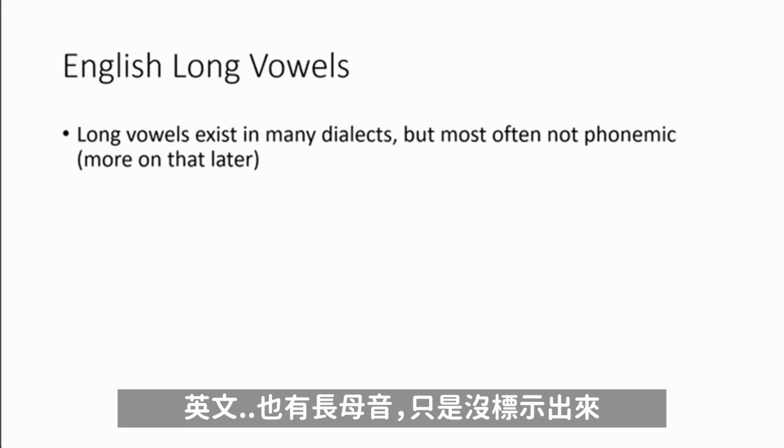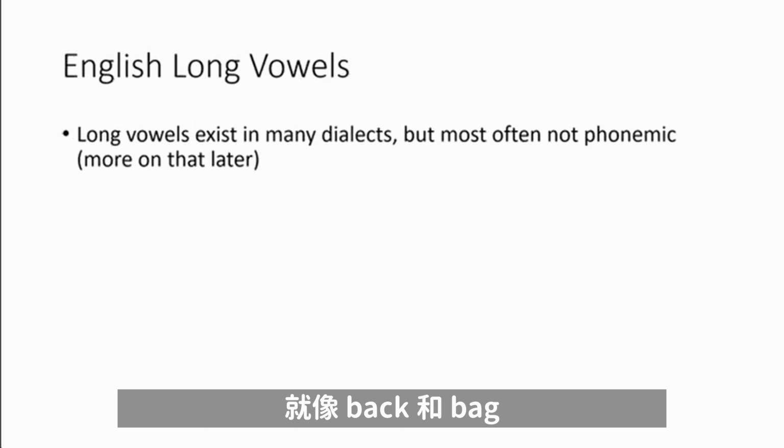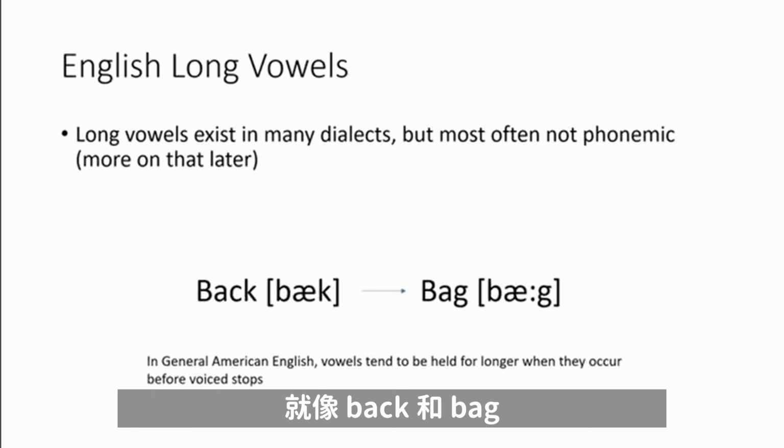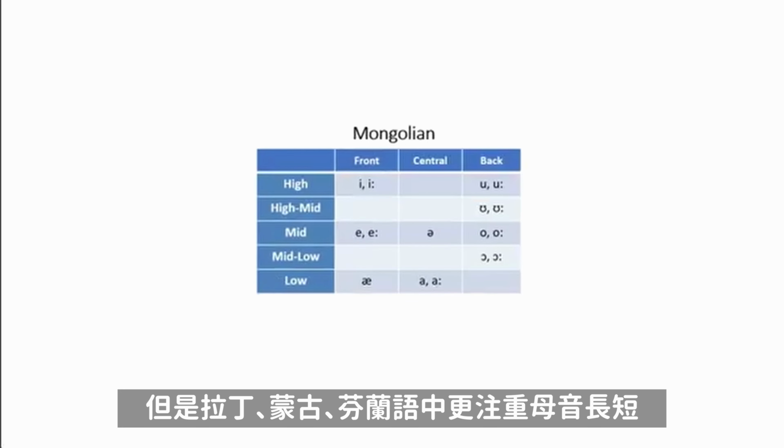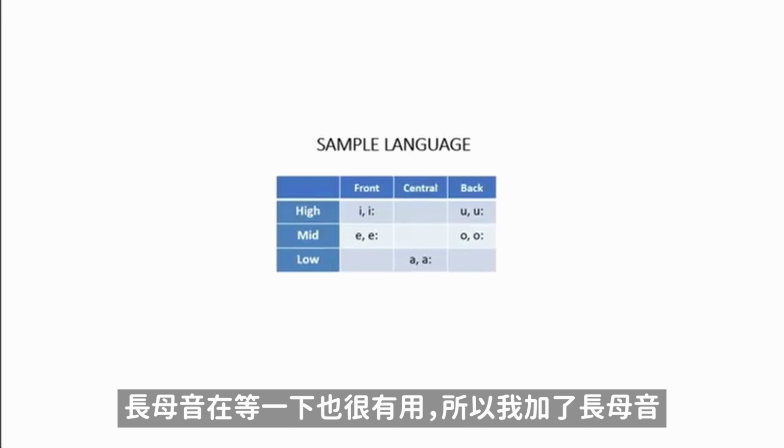English kind of has long vowels, but they only appear in specific phonetic environments. Compare the pronunciation of back versus bag. However, languages like Latin, Finnish, or Mongolian pay much closer attention to whether a vowel is long or short. Long vowels will be useful later on, so we'll include a long version of every one of our 5 vowels.